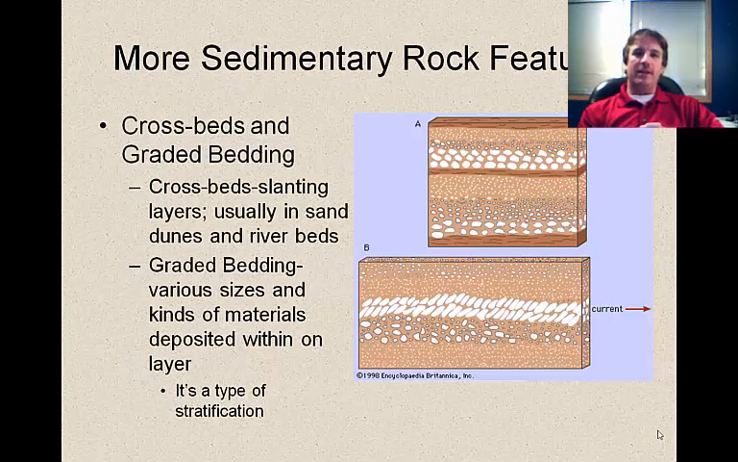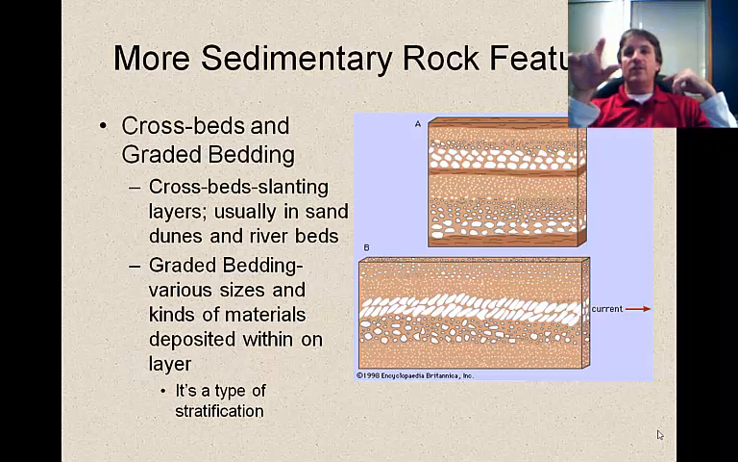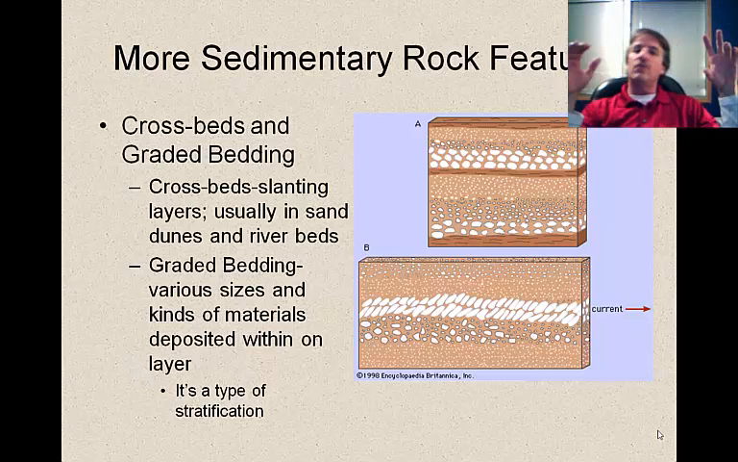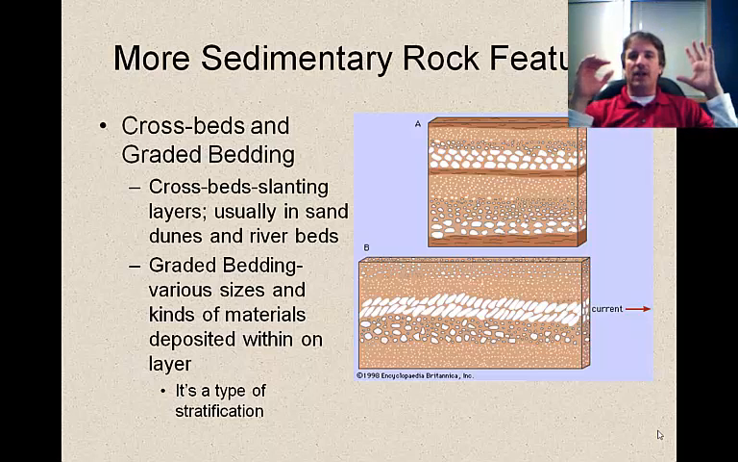Cross-bedding and graded bedding. Looking at picture A and picture B, we have a difference. Cross-bedding has slanting layers, usually in sand dunes and riverbeds, so you have layer upon layer of rock. Graded bedding varies in size and the kinds of materials deposited within a layer. Think of it as one layer, next layer, next layer. Whereas cross-bedding, if you look above, has those layers and then a layer of silt and then those layers start over again. On the bottom, graded bedding means that the whole thing is graded out by the bedding itself.